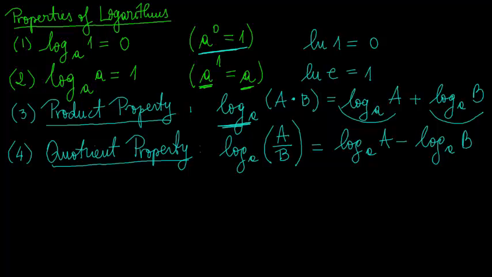Again, it's important to note that I start off with a single log in which I plug in the fraction a over b, and I create two separate logs, a log base a of a minus a log base a of b. Finally, the last property, which is the most important property of the logarithmic function, is the so-called power property.